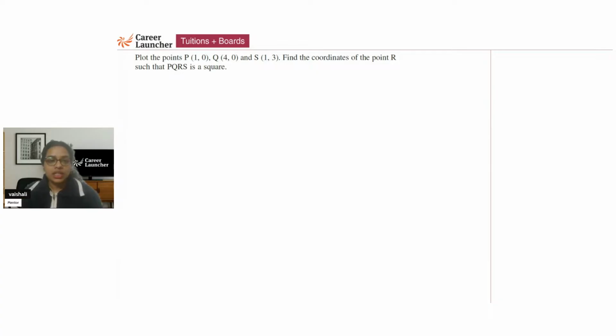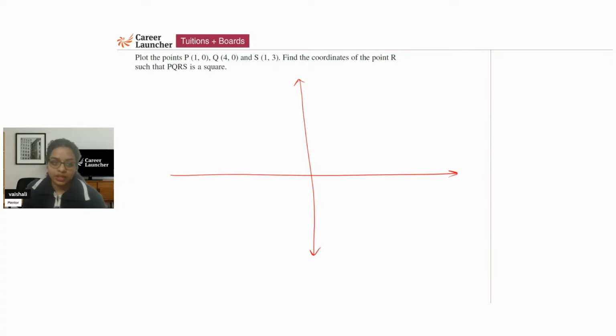We need to plot P, Q, S and we need to find the coordinates of the point R. So this is very much similar to the same question that we just did, in which we were making a square. So P is 1, 0. So this is my P. Q is 4, 0. So let me just write this down, 1, 0. The gap between these two is 3 units. S is 1, 3.